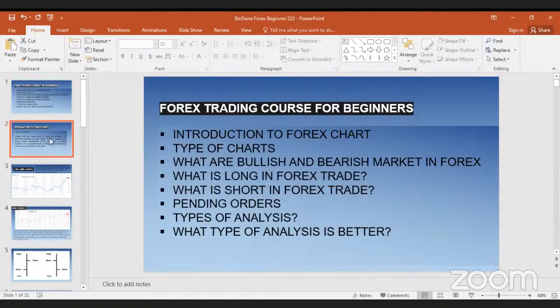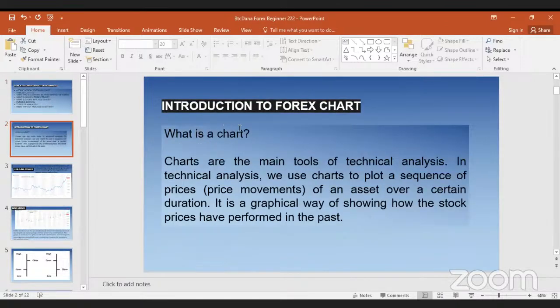Now, what is a chart? I know during our beginner sessions, I made mention of the forex chart in different parts of our training. Charts are the main tool of technical analysis. In forex, there's what we call analysis, and we'll get to that point, don't worry. There's what we call technical analysis, and before you can do technical analysis, you need a chart, a forex chart.